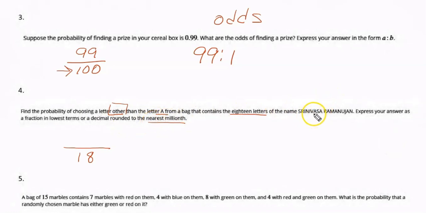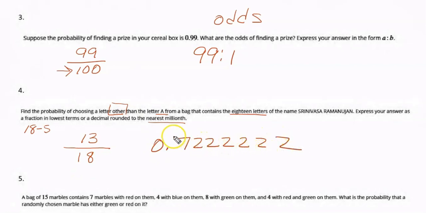Now, if you count the number of A's, there's 1, 2, 3, 4, 5. So in a sense, it would be 18 minus 5. These are the A's. So to get other than A's would be its complement, in a sense, 13 out of 18. And the decimal fraction for that is 0.7222222. Rounding it to the nearest millionth, we need 6 places. 1, 2, 3, 4, 5, 6. Our 7th place is a 2, so we just drop it, and this would be our answer. Okay, if you're not sure of something, be sure you're asking.